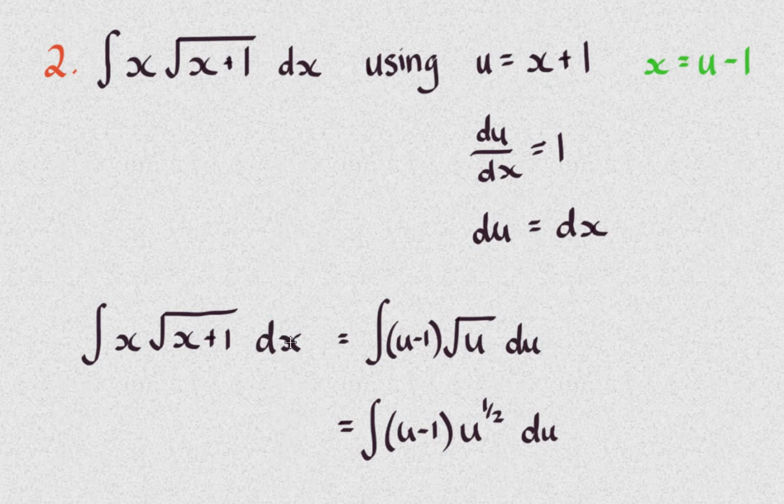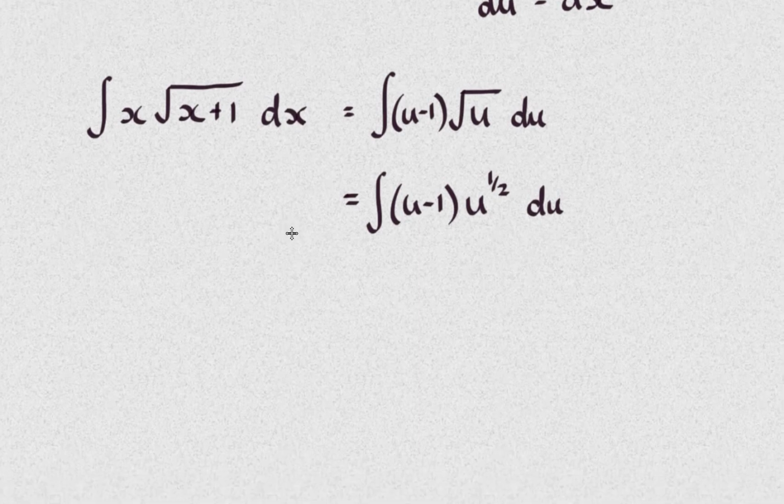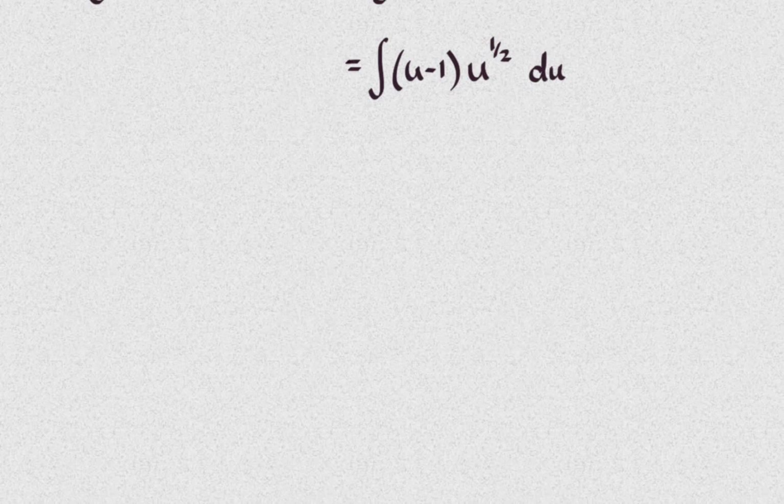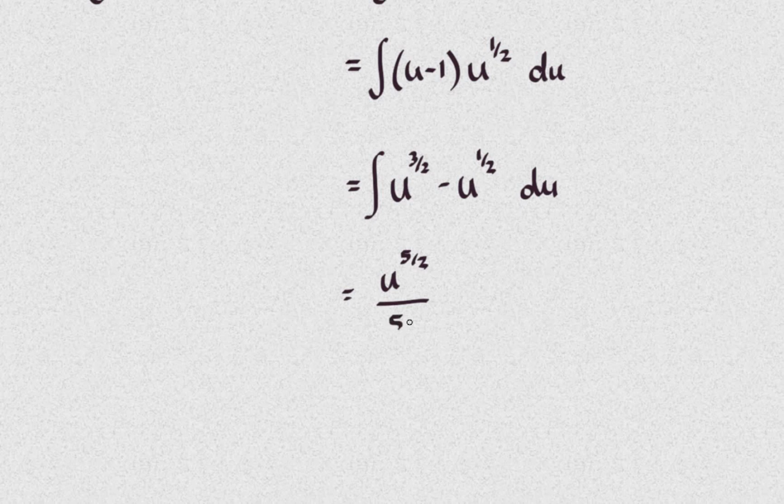So when we do our first expansion, we have u multiplied by u to the power of a half. So that's u to the 1 times u to the half. So let's add those powers together, and we can get u to the power of 3 on 2. The second one is just negative 1 times u to the half. So we have u to the power of 5 on 2 over 5 on 2 minus u to the power of 3 on 2 over 3 on 2 plus our constant.